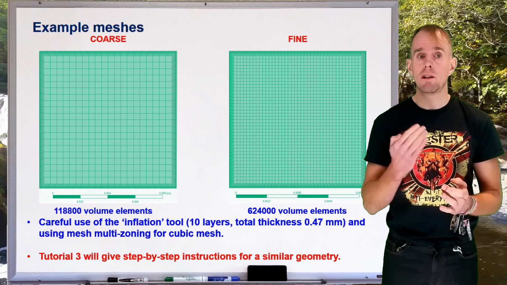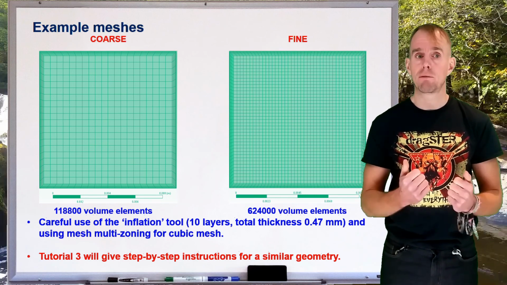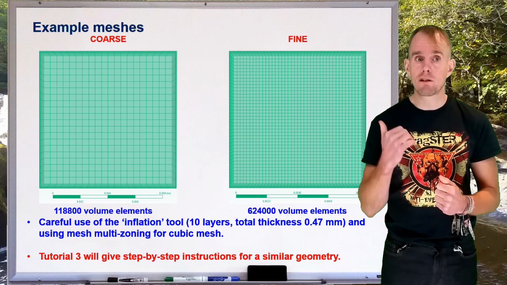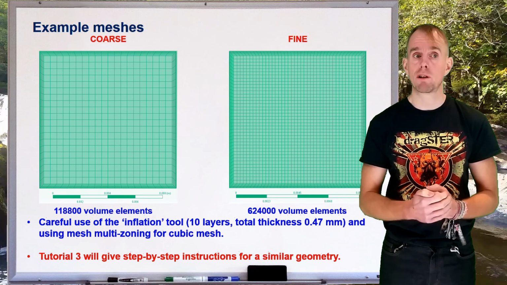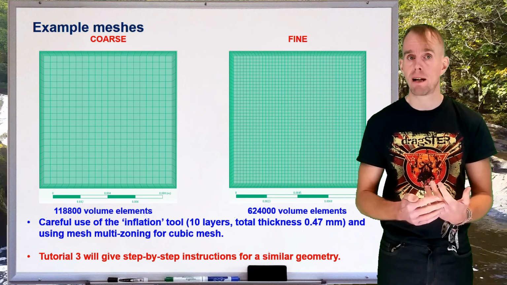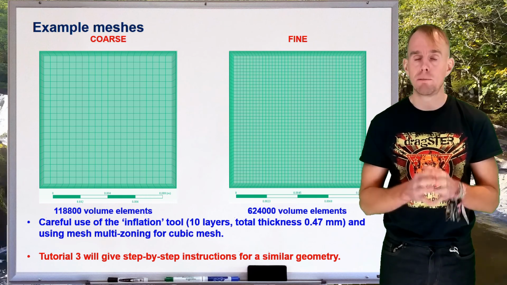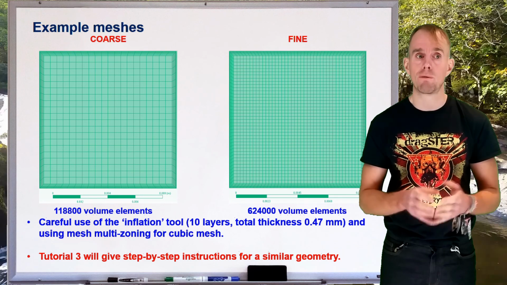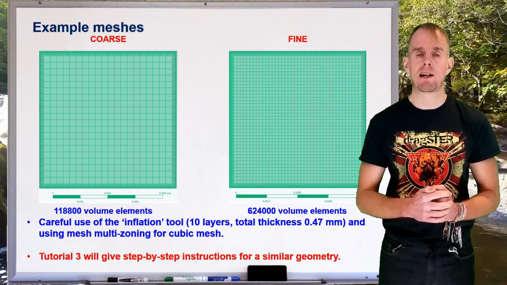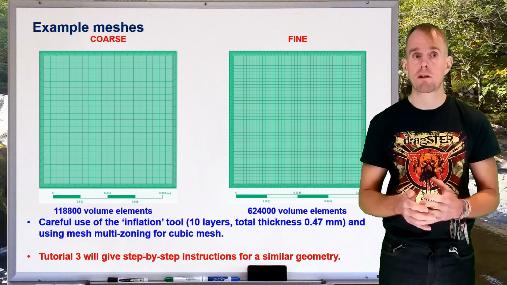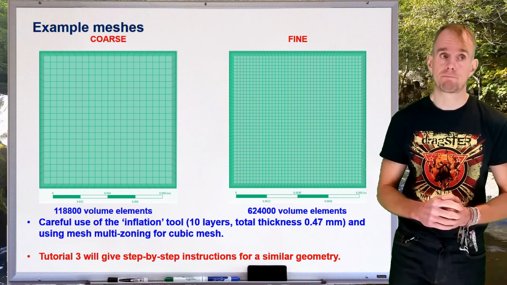Now, the fine mesh is going to give me more detail and more resolution, but look at the difference in element counts for my entire geometry. There's 624,000 element volumes for my fine mesh. My coarse mesh, I've got 118,800 volume elements. And of course, the number of volume elements is a direct indicator of how much computer memory you're likely to need in order to solve the situation. Now, in the third tutorial that you will have had handed out to you, there are step-by-step instructions for creating a similar geometry to this for the problem that you're going to be looking at.